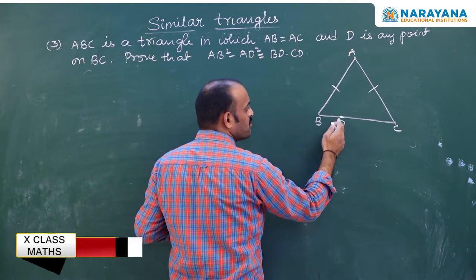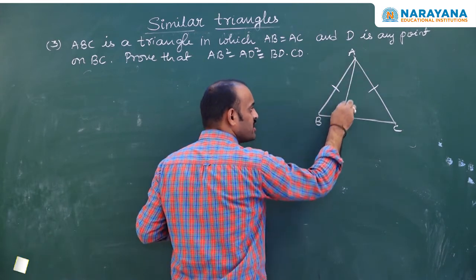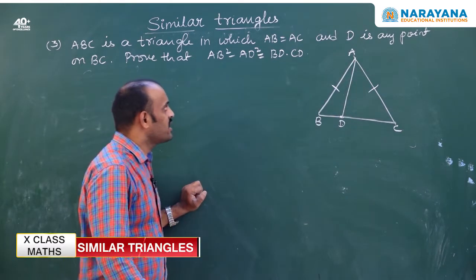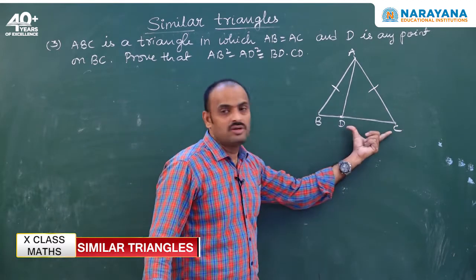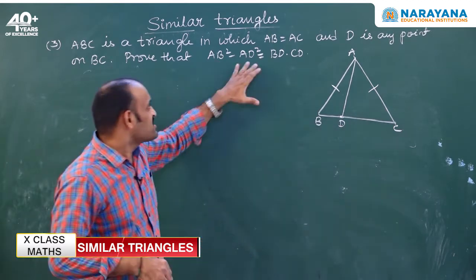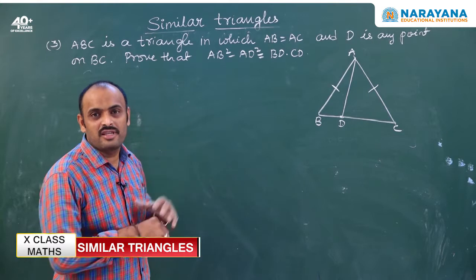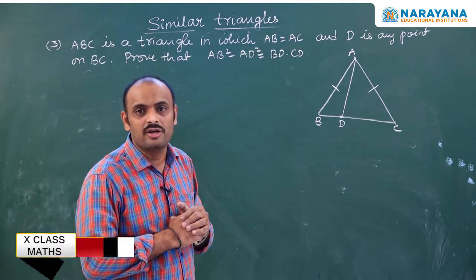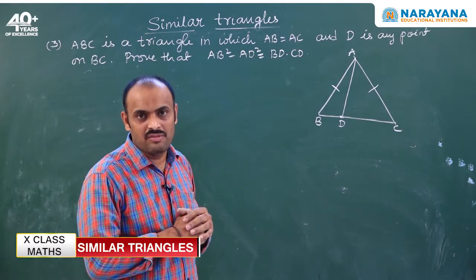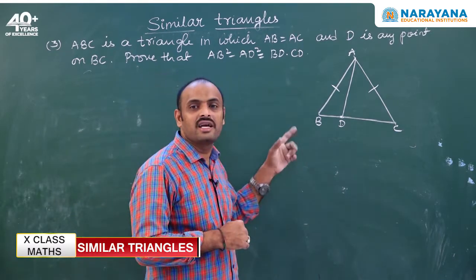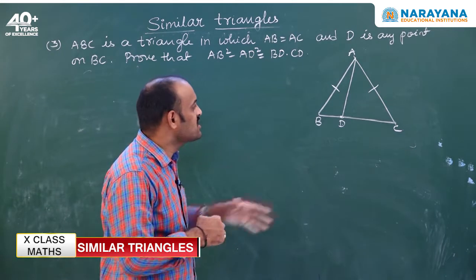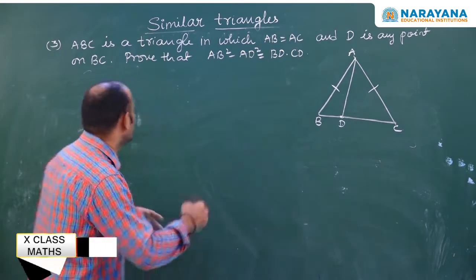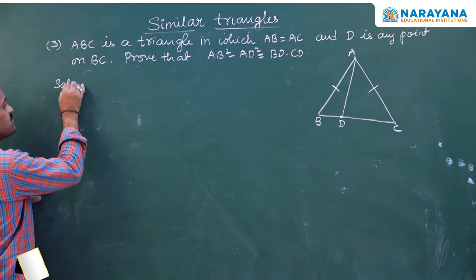AB square minus AD square. So I should join AD also. AD square is equal to BD into CD. Here squares are there. So mostly if squares are there, in my mind I come across the Pythagoras theorem. To make use of the Pythagoras theorem, we need to have a right angle in the triangle. So what I do is, I will draw an altitude. First I will write the given things.